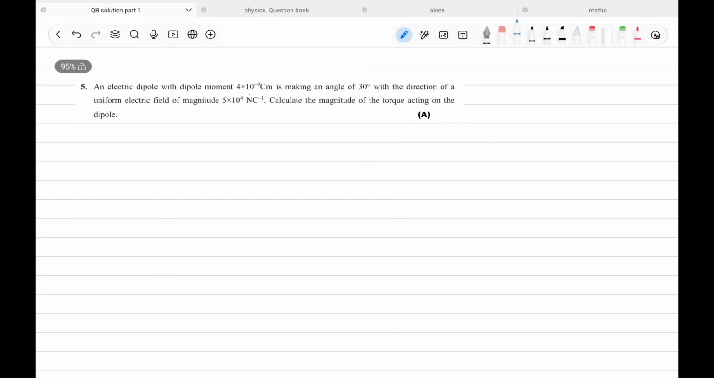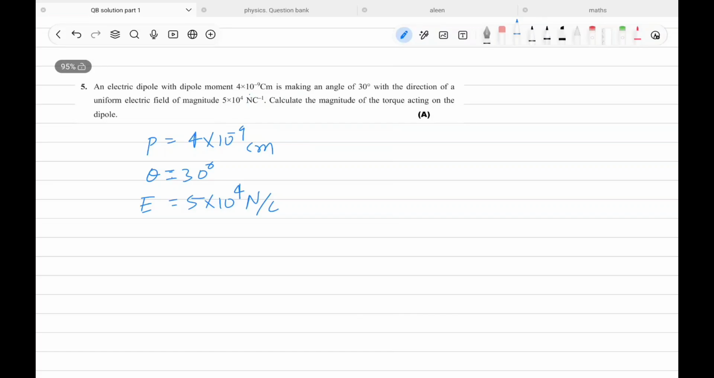Hello. In this question, what is asked is an electric dipole with the dipole moment equal to 4 into 10 to the power minus 9 coulomb meter is making an angle of 30 degree with the direction of an electric field of magnitude 5 into 10 to the power 4 Newton per coulomb. Calculate the magnitude of torque acting on the dipole.